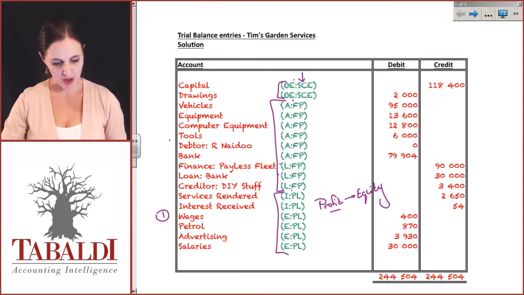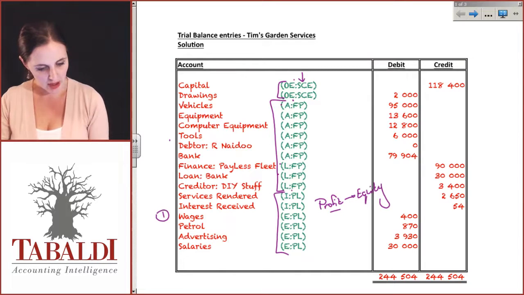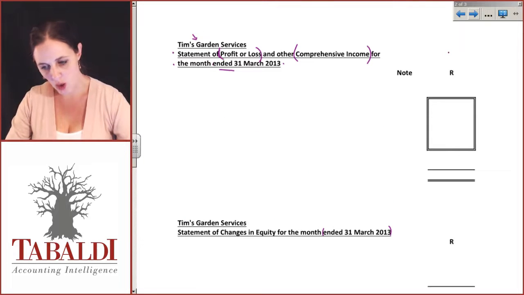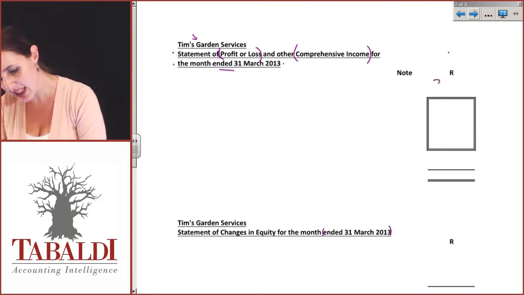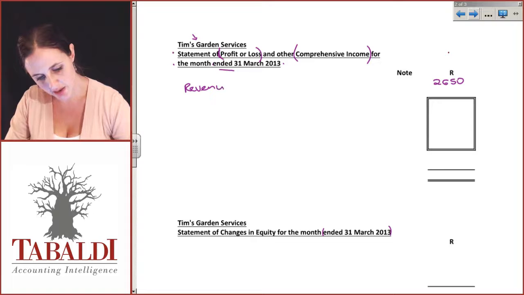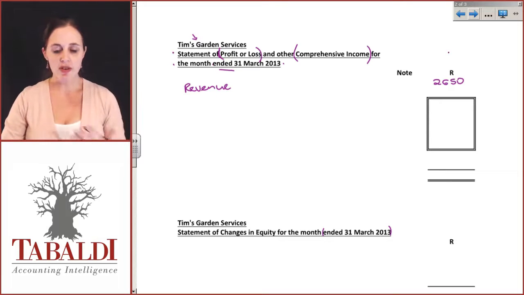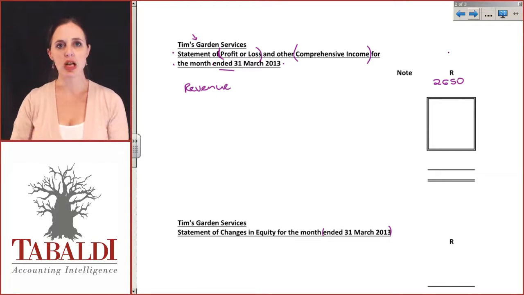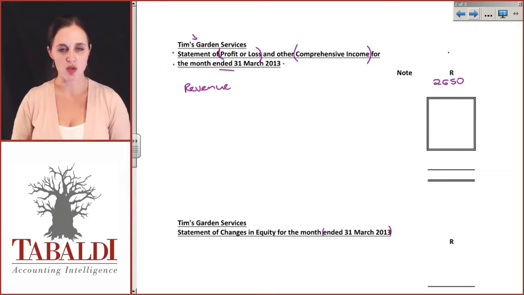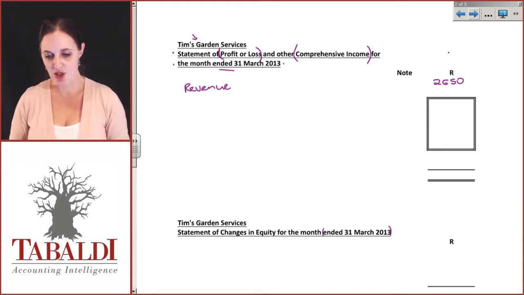The first one we always start with is revenue, and his services rendered, we can see, was 2,650. So in your, let's put it about here, so I know I have space, in your financial statements, this is our revenue. Revenue always gets a note. We need to tell the users how our revenue is calculated. We need to tell our users exactly what our revenue is based on.